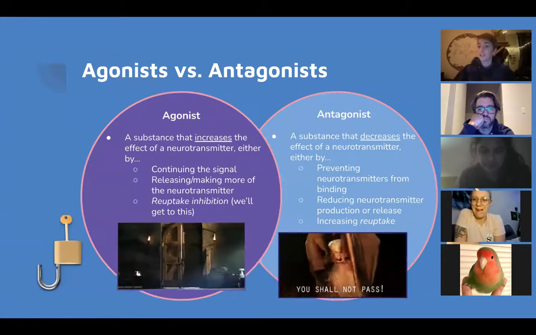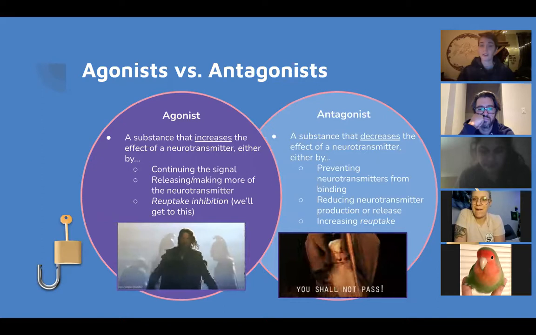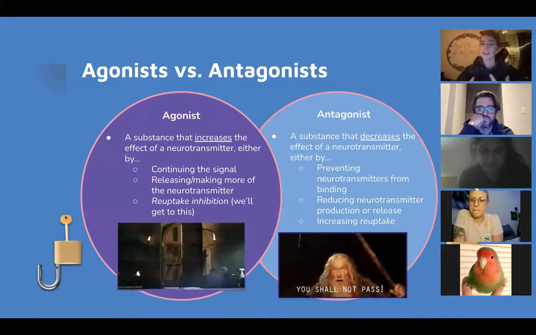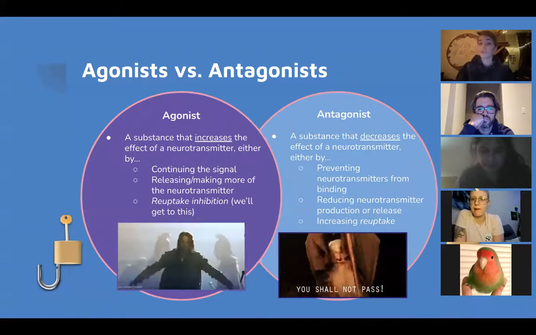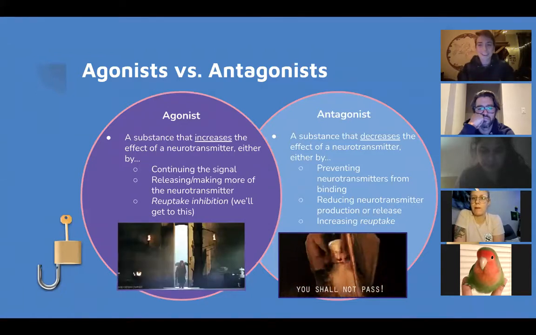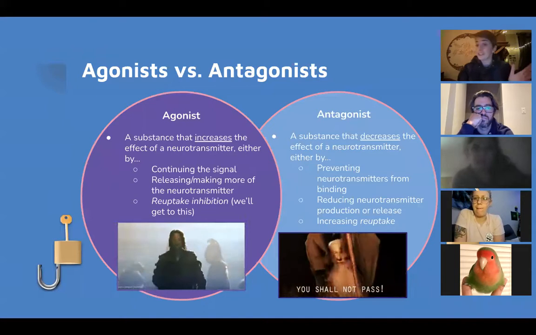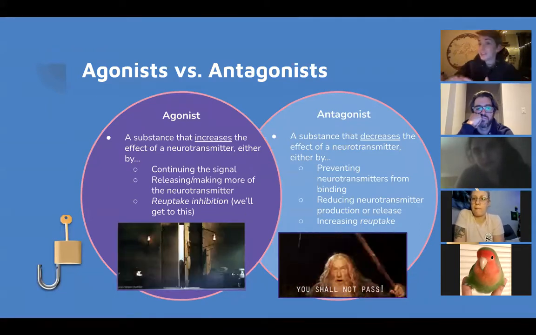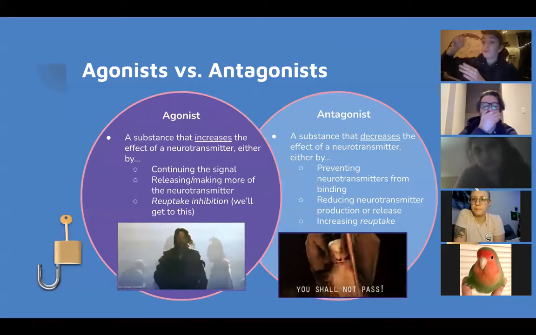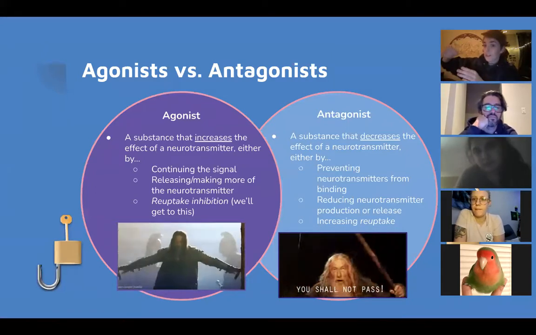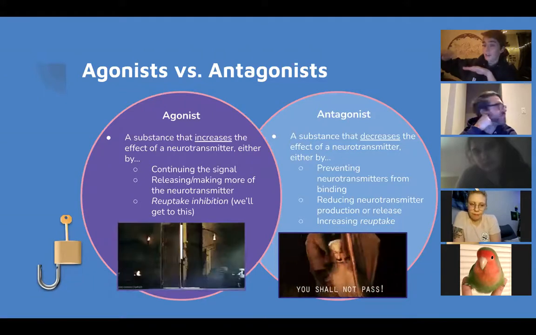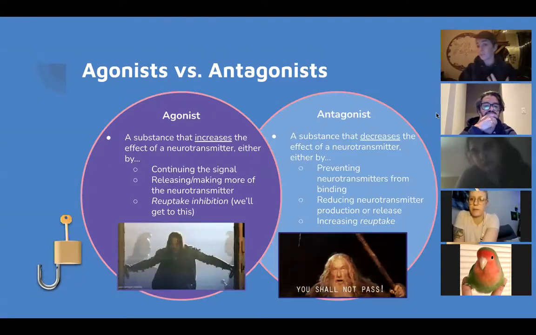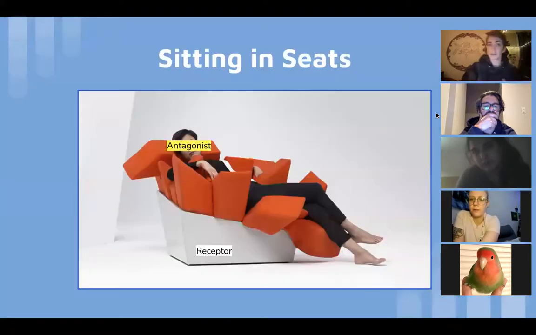Now, there are ways that they can do this, and we'll get more into detail with this later. An agonist can continue the signal so that the thing keeps happening. It can release or make more of a neurotransmitter. It can create reuptake inhibition, and there are other things too. And we'll get into what all those are. And then an antagonist can prevent neurotransmitters from binding. They can prevent keys from going into the locks and doing their thing, which can stop a signal from happening, or they can reduce how much of it is made or increase reuptake. And again, we'll talk about reuptake later.